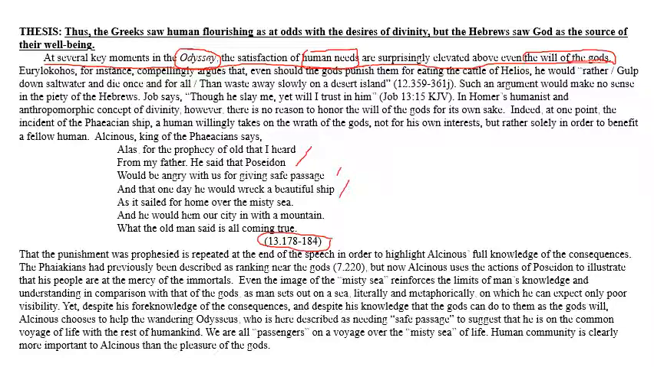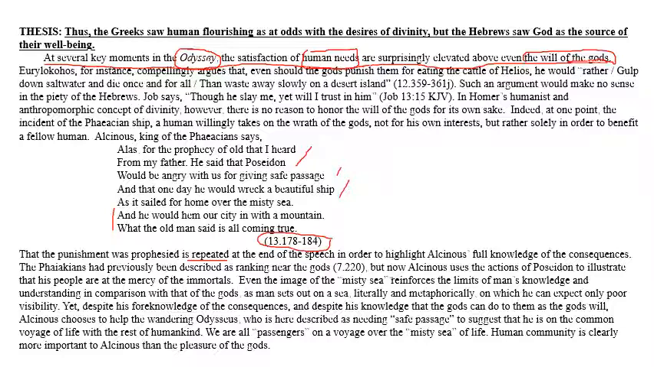That the passage was prophesied is repeated at the end of the speech in order to highlight Alcinous' full knowledge of the consequences. So notice this writer is now writing about what the quotation said, pointing out that it's repeated, right? Pointing out this repetition. The Phaeacians had previously been described as ranking near the gods, but now Alcinous uses the actions of Poseidon to illustrate that his people are at the mercy of the immortals.